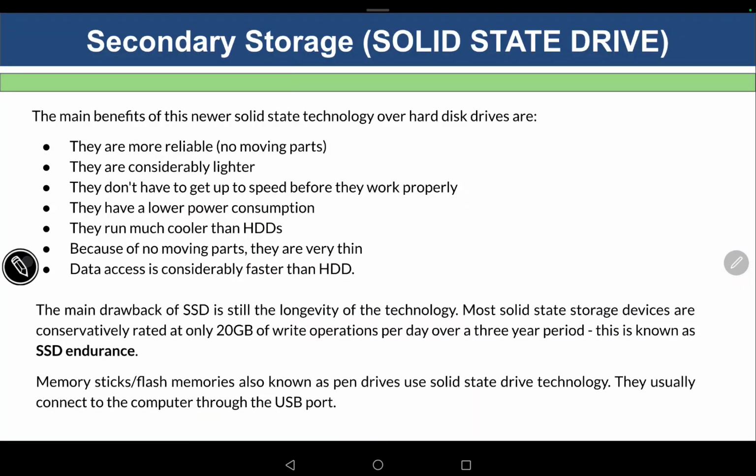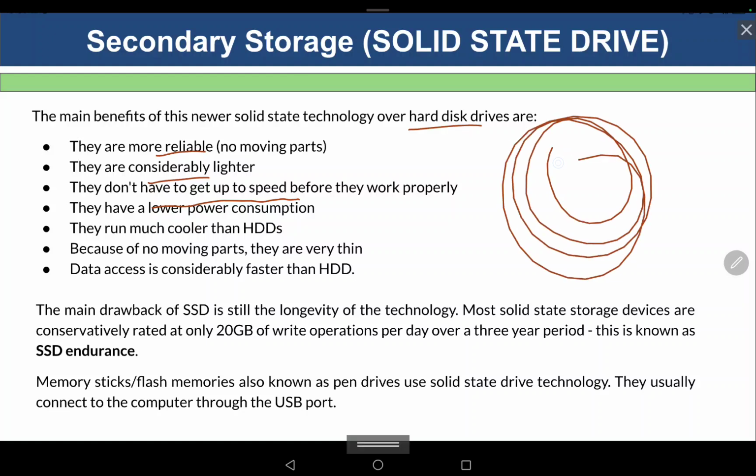Now, what are the main benefits of solid state technology over hard disk drive? Number one, they are more reliable because they have no moving parts. For a device that has a moving part, it's much easier for it to get damaged. They are also lighter in weight compared to HDD. And they don't have to get up to speed before they work properly, unlike HDD that has to move and rotate.